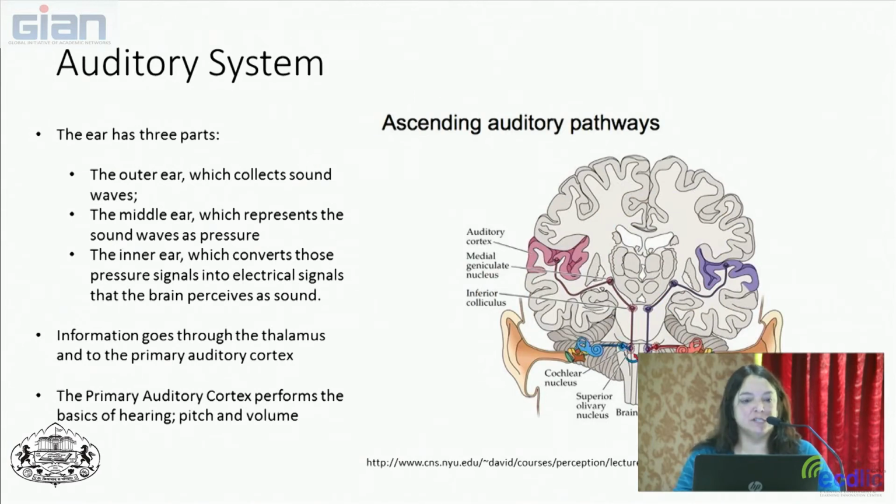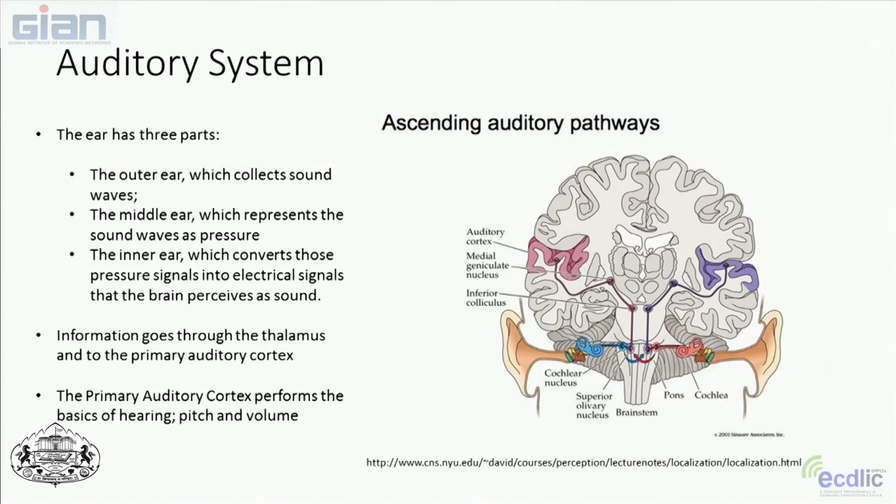Okay, so that's the visual system. Next, we're going to talk about the auditory system, which of course begins at the ears. The ear has three parts: the outer ear, which collects the sound waves. You have this convenient little cupped area that can collect sound waves coming from different places. The middle ear, which represents the sound waves as pressure. If you've studied signal processing, you know that sound waves propagate through the air in a pressure type of way. This goes to the middle ear, where they're represented as pressure.